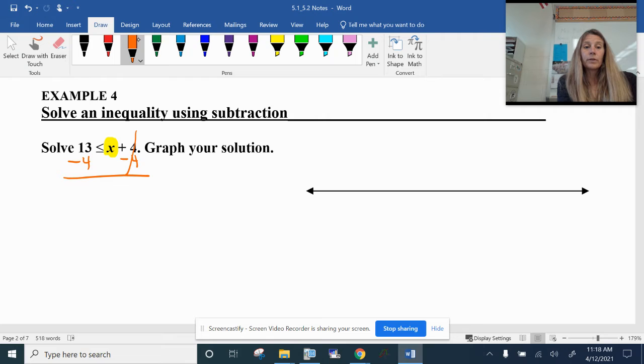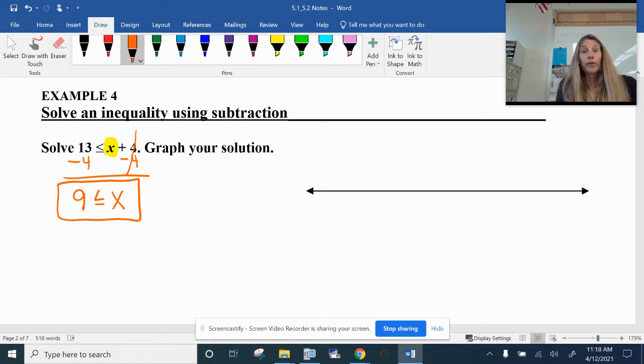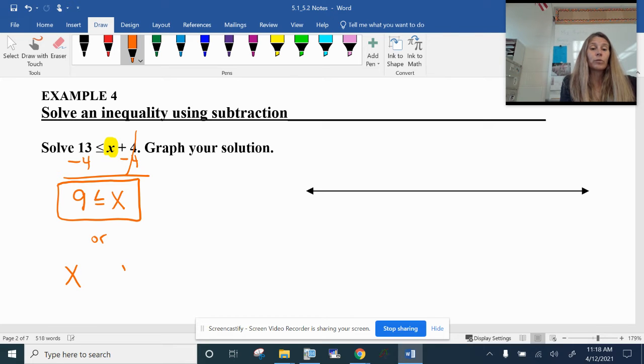Now on this side, 13 minus 4 is 9. And then over here I'm left with just this x. So this would be my answer. However, some people prefer to have the variable on the left because it makes it a little bit easier for them to graph on the number line. That's fine. You can reverse it.